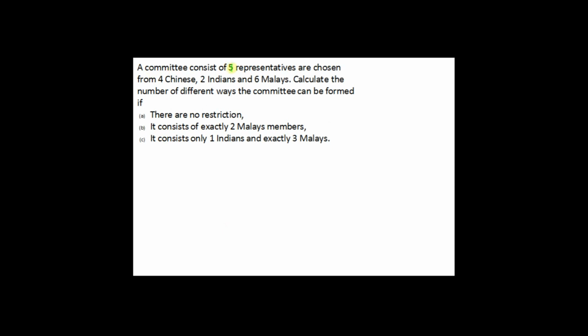A committee of 5 representatives is chosen from 4 Chinese, 2 Indians, and 6 Malays. Calculate the number of different ways the committee can be formed if there is no restriction. This is a combination question because the arrangement or the order doesn't matter.